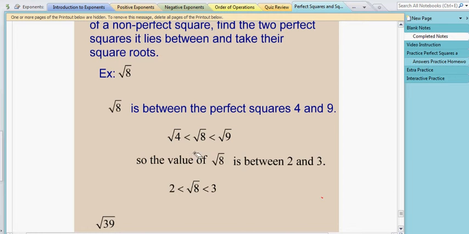So the answer to the question, the value of the square root of 8, is this. The notation that shows you the square root of 8 is between 2 and 3. So that's how you write your notation. So let's try the next one together.